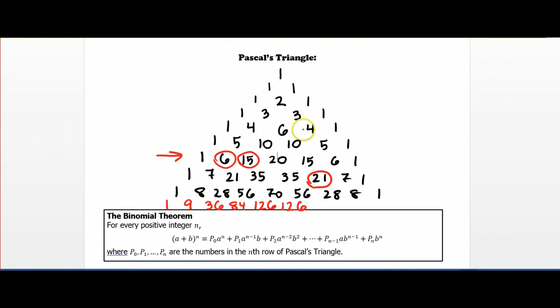And you'll notice that every row is symmetric. You either hit the largest number once or twice. In this case, I'm doing 126 twice, and then it goes back down. We have 84 again, and then 36, and then 9, and then 1. So that's how you create Pascal's triangle.